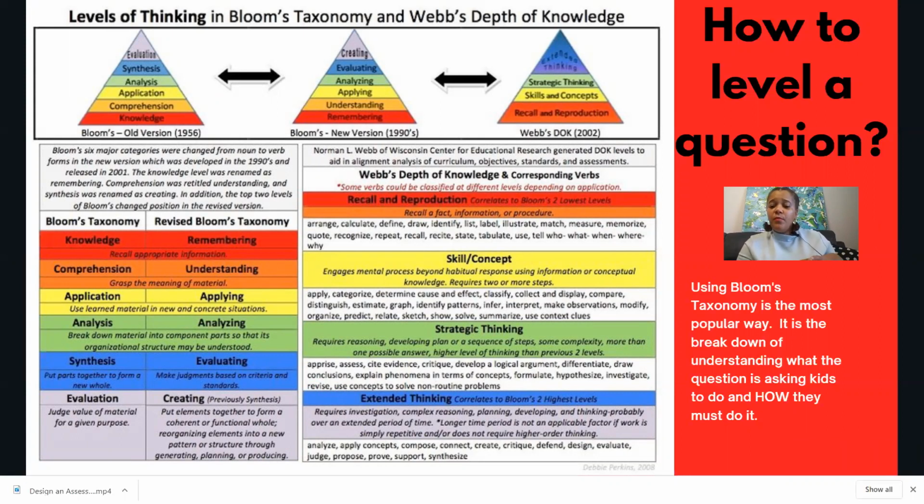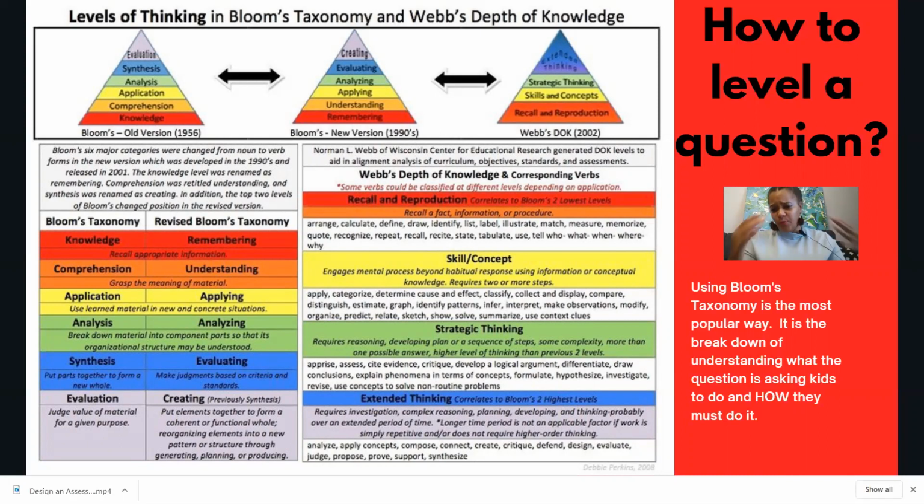And so the most popular way of breaking down a question's level is really asking the question of what kids have to do and how they must do it. Do they arrange the information? Do they assess the information? Do they remember the information? How are they getting the information done? How are they doing the skill? How are they applying the skill? So that's where your levels are.